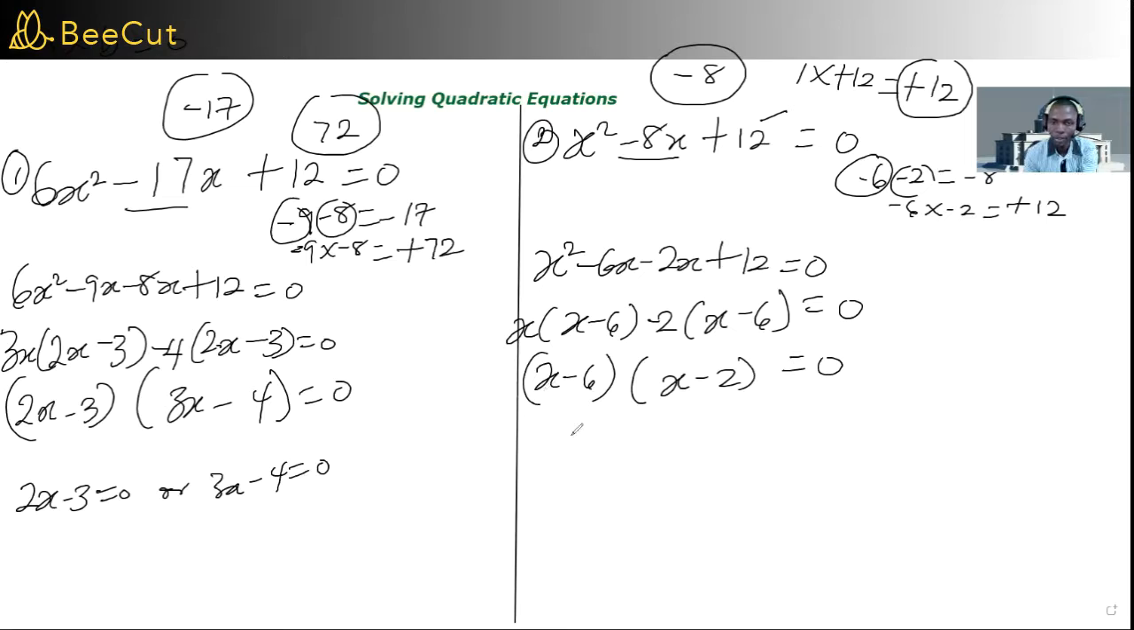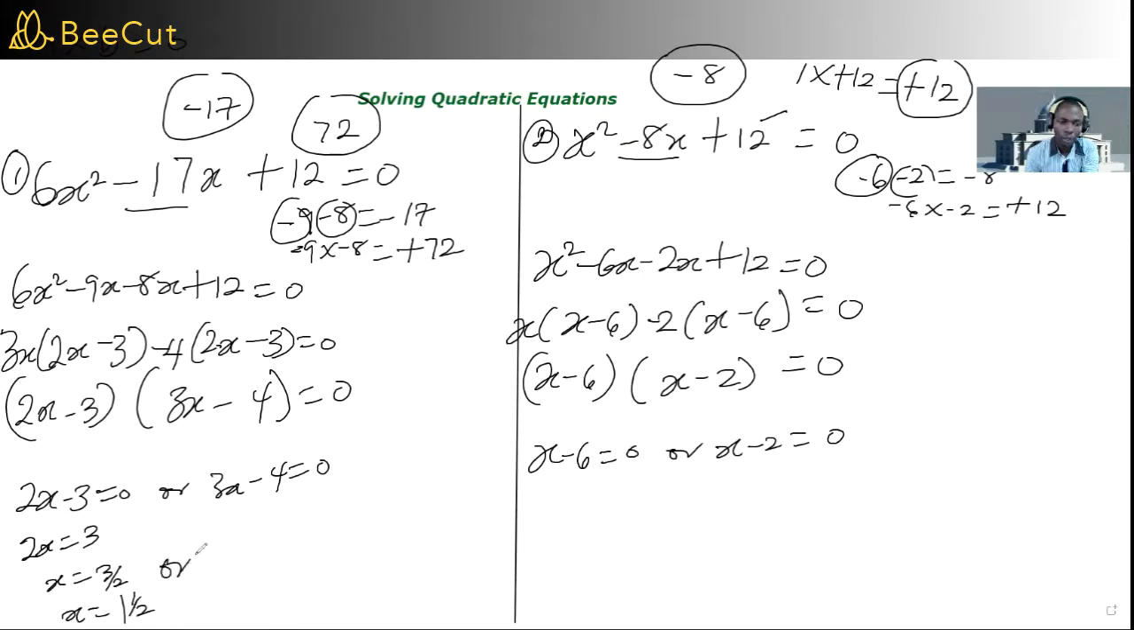So either of them should be 0. x minus 6 equals 0 or x minus 2 equals 0. So if this is valid, then I can find x from two sides. Then I have 2x equals 3, then x equals 3 over 2. It means x equals 1.5 here.